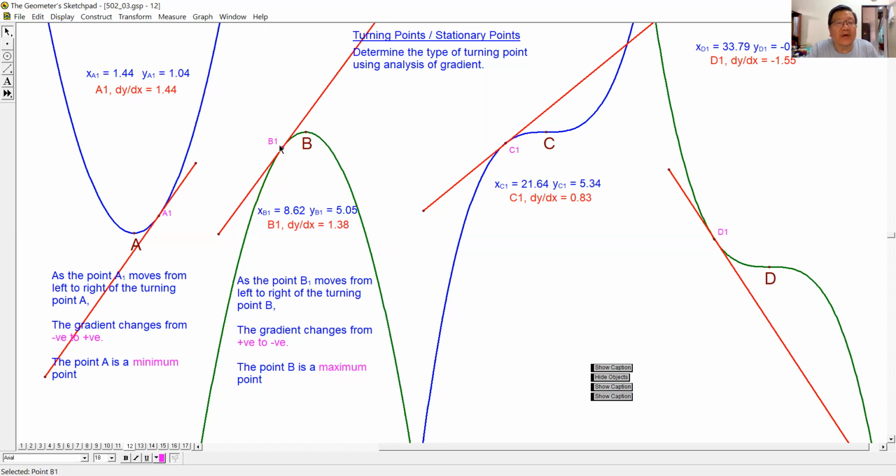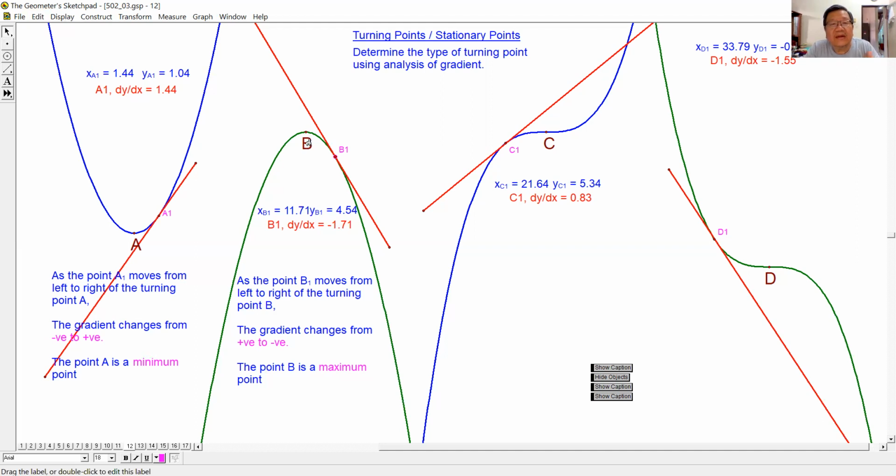Now can you tell me what is the gradient of tangent at this point B1? 1.38. Positive, correct. So I move. It becomes less and less positive, smaller and smaller, then becomes 0. Then 0 becomes what? Negative. So the gradient before B is positive. The gradient after B is negative.